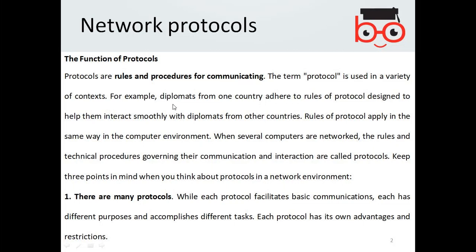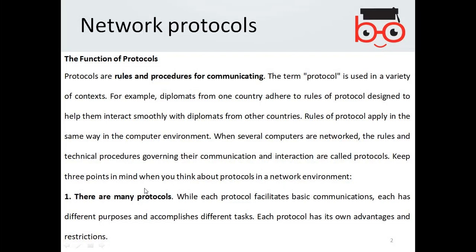For example, diplomats from one country adhere to rules of protocol designed to help them interact smoothly with diplomats from other countries. Rules of protocol apply in the same way in the computer environment. When several computers are networked, the rules and technical procedures governing their communication and interaction are called protocols.